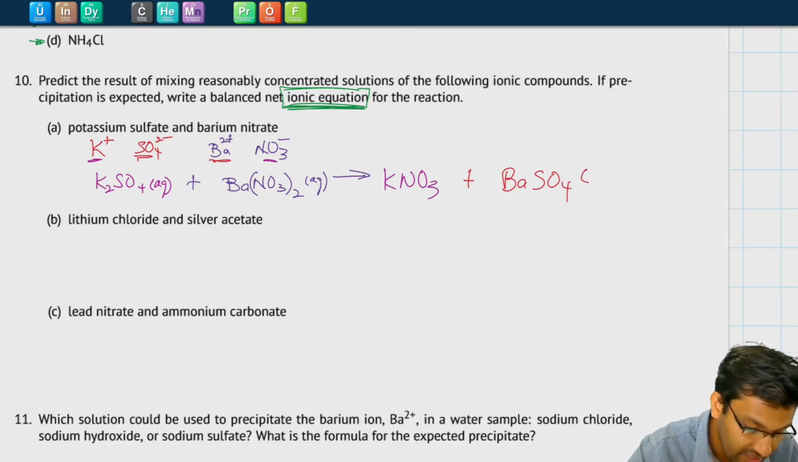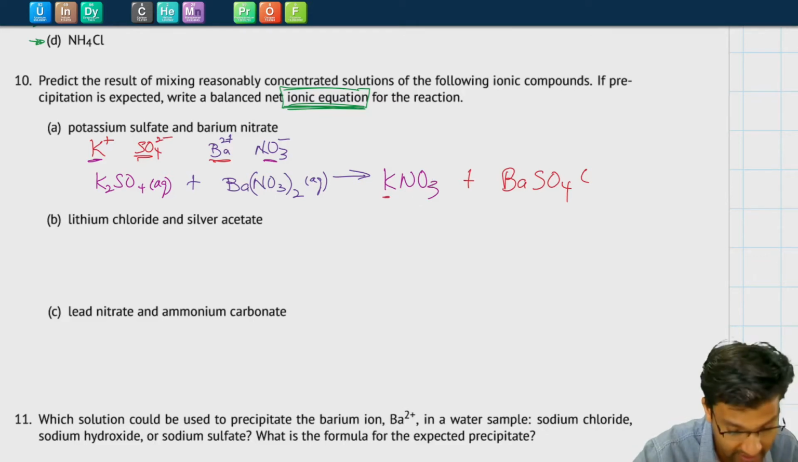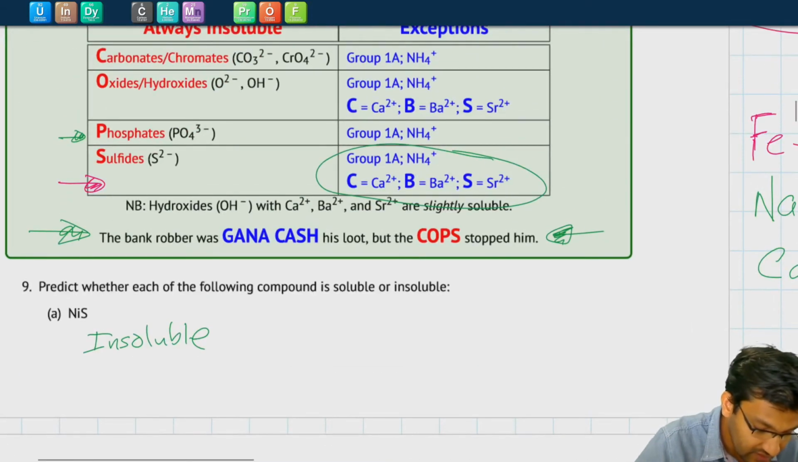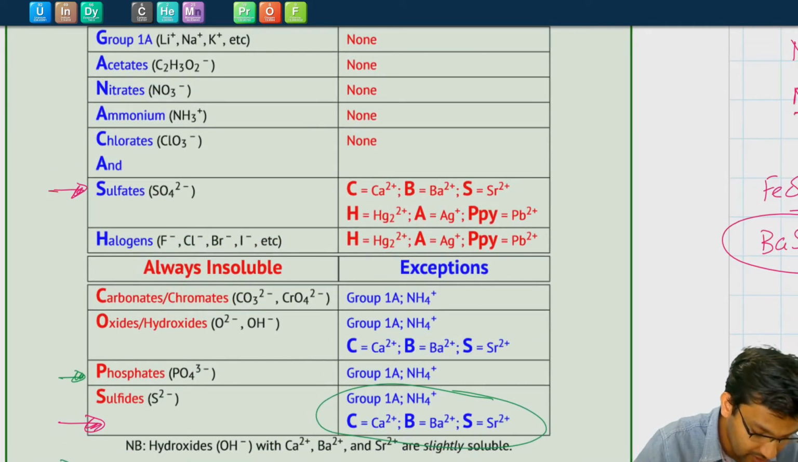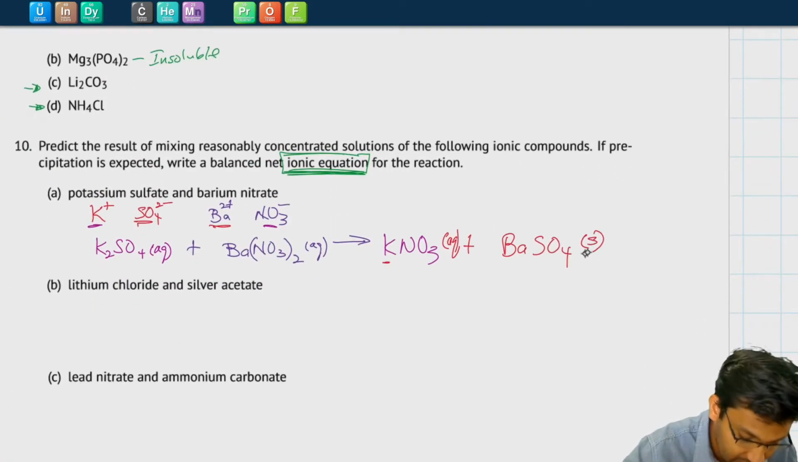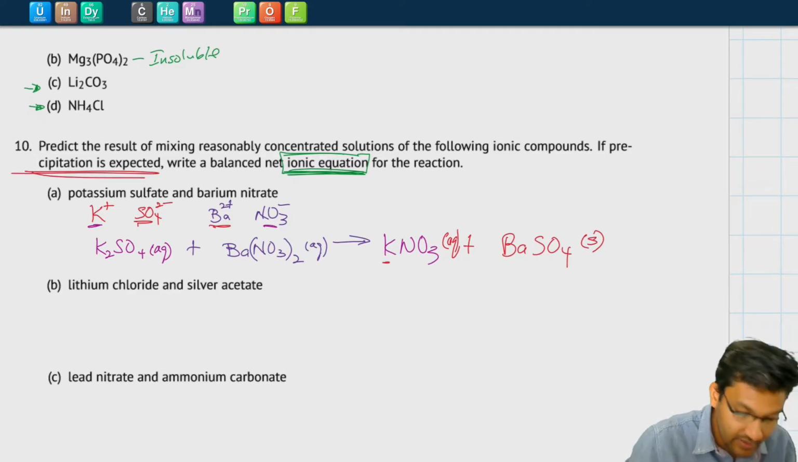Okay, now we need to figure out whether there's going to be any precipitates formed. Well, we know from our table, this has potassium, which is always soluble, and it also has nitrates, which are always soluble. So this is going to be aqueous as well. Barium sulfate, let's look at our table. Sulfates, we talked about, are always soluble, but barium is one of the exceptions, so that means it's going to be insoluble. So this is going to be solid. So as the question asks, a precipitate is expected, so we need to write the balanced net ionic equation.